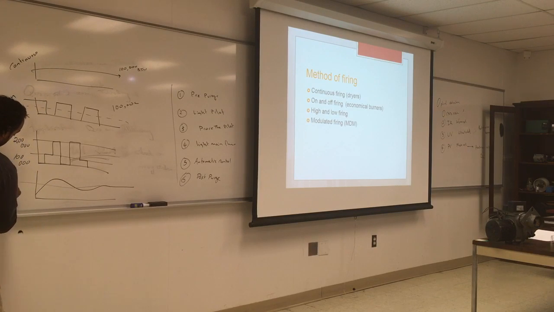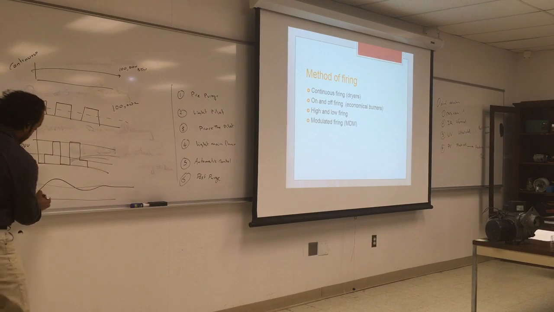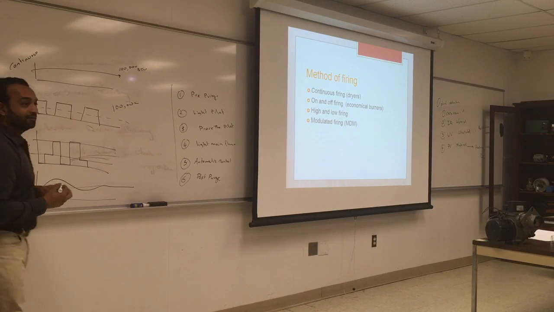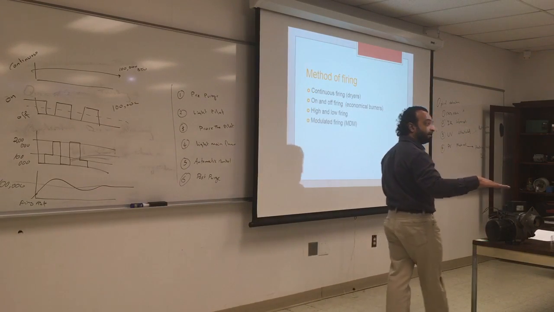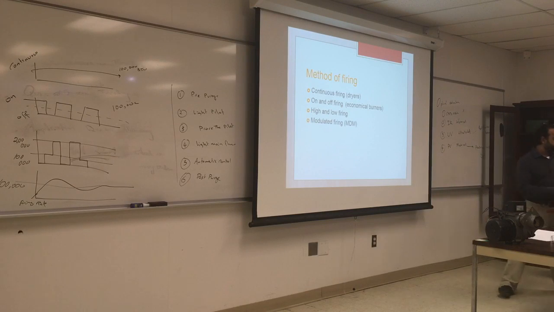Let's say this is 100,000. So you can adjust the flame to be, this is the firing rate. Continuous fire, that's in clothes dryers, right? Yeah. So you can modulate until you get the right amount of flow and balance it this way.